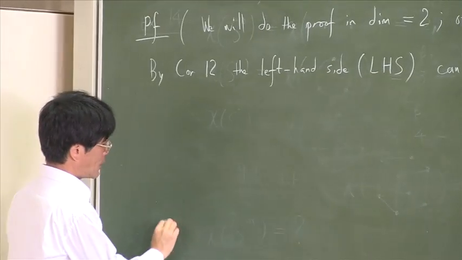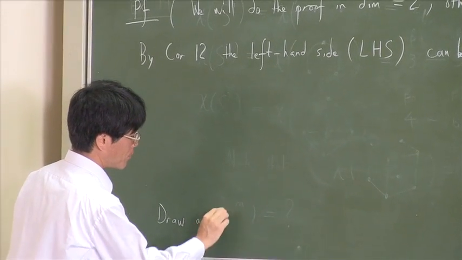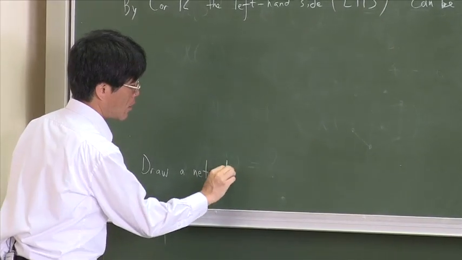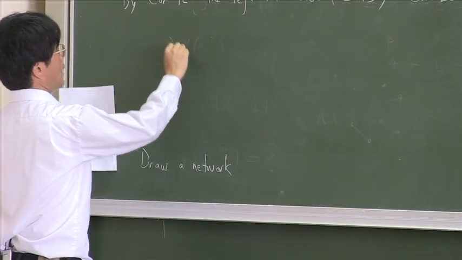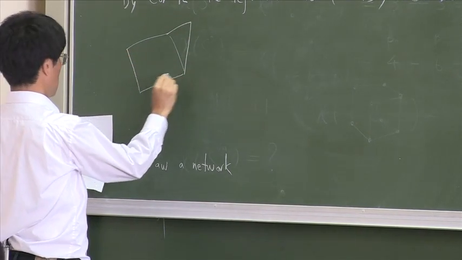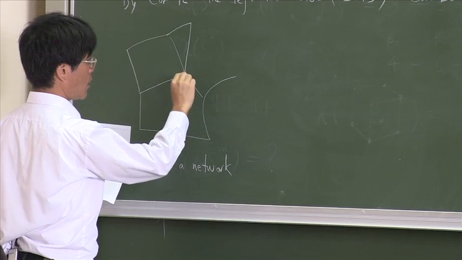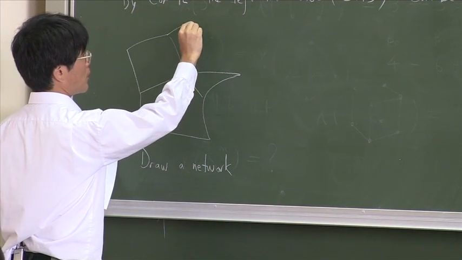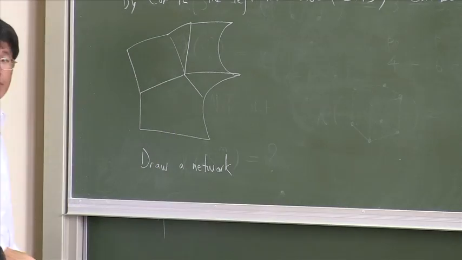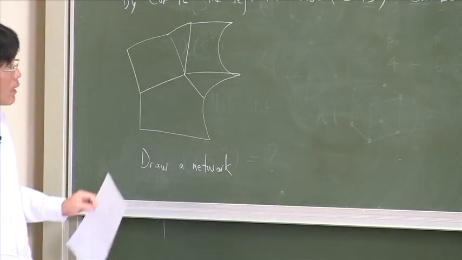First, let's, on M, our surface, draw a network. Okay. And we shall draw a network which might look like this, which might look like this, like this, like that, and then which might look like this. Okay, and so on. We draw some network.